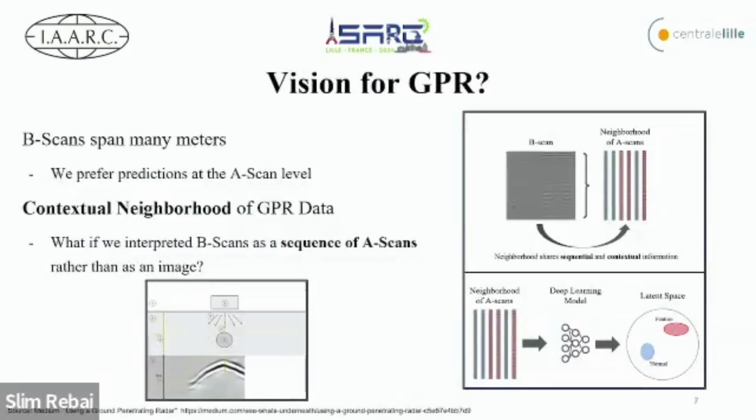We also find that in literature, GPR B-scans are typically interpreted as images. Considering that B-scans may span many meters in length, and we are particularly concerned with the scale of A-scans, which are at the centimeter scale, we propose interpreting GPR as what we call a contextual neighborhood of GPR data, which is simply a sequence of A-scans instead of full images of a B-scan. This allows us to explore different model architectures, like, for example, a transformer.